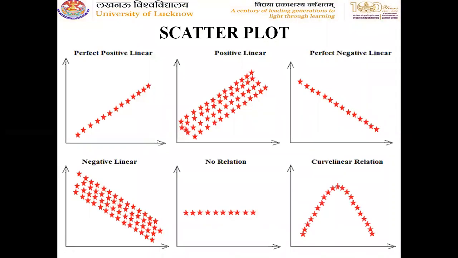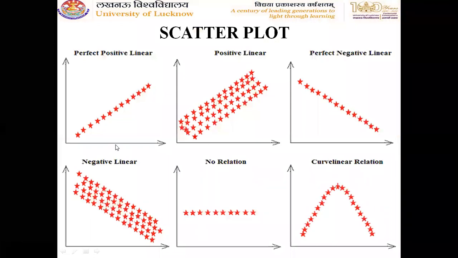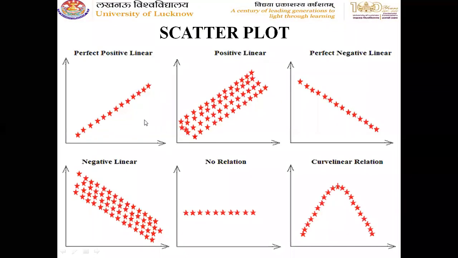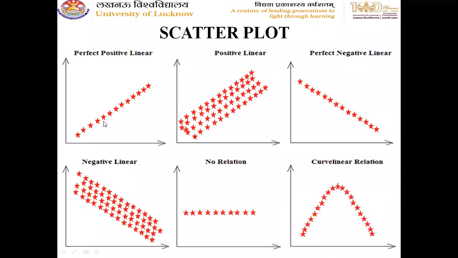When all the points lie on the same line, then it is called a perfect positive linear relationship. Here you can see that all the points occur on the same straight line. Therefore, it is a perfect positive linear relationship, and when one variable increases, the other variable also increases. If one variable increases and the other variable increases, but all the points do not lie on the same line, then it is called a positive linear relationship.